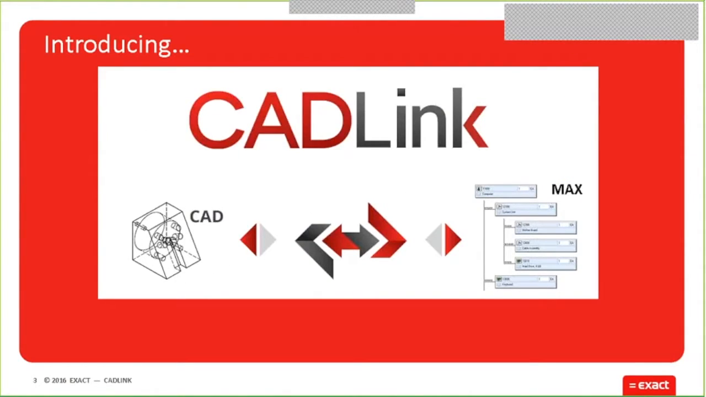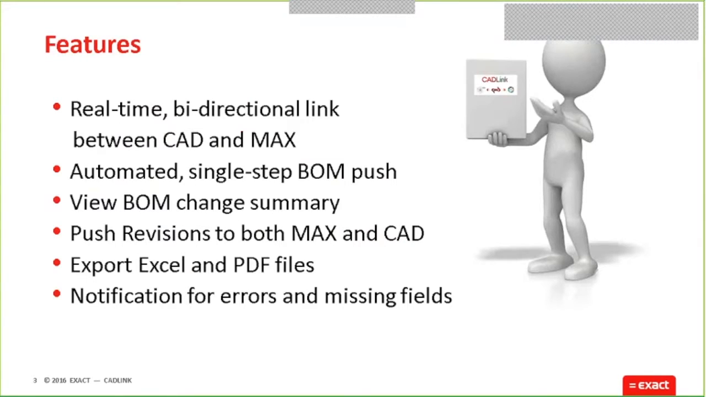So I'm happy to introduce a new tool to you today called CADLink for Max. CADLink for Max is a tool that allows you to integrate the information between your CAD system and your Max ERP package. CADLink for Max offers real-time, bidirectional integration between your CAD system and Max, and it works with all of the popular CAD packages, like SolidWorks, AutoCAD, Altium, and any of the popular CAD packages.